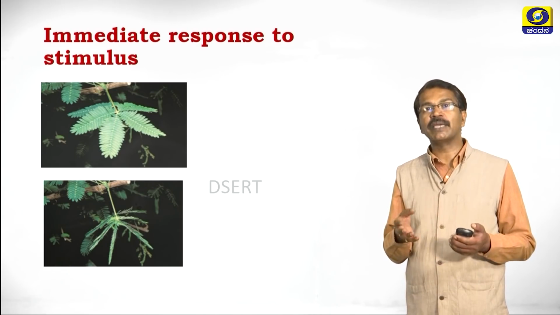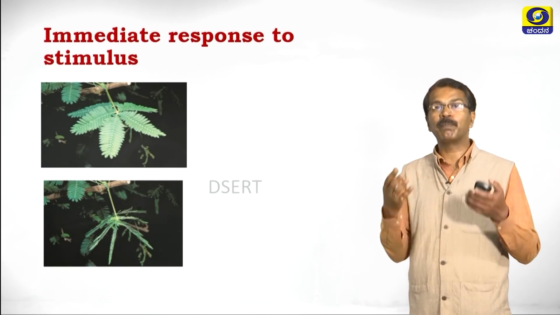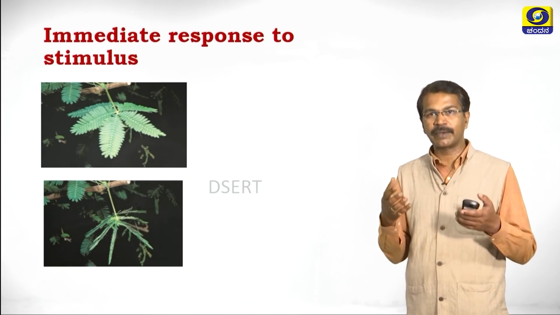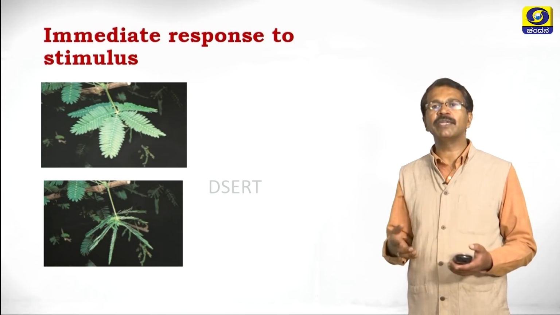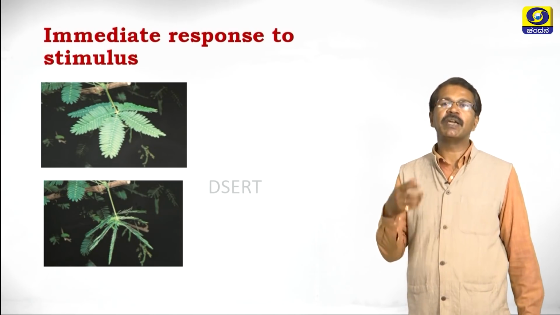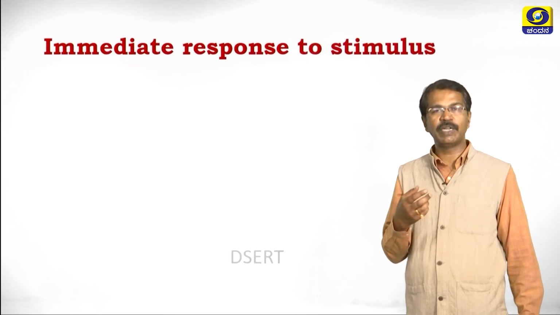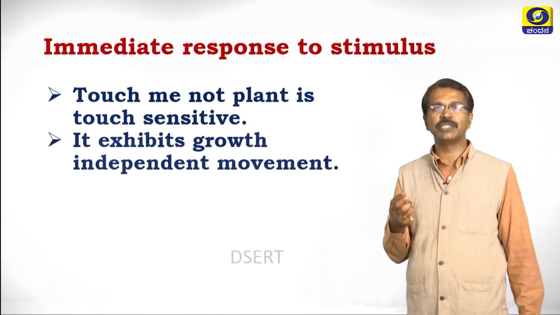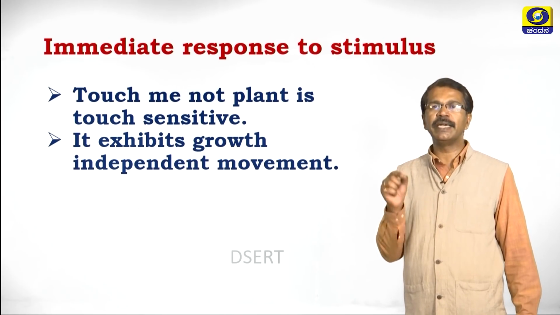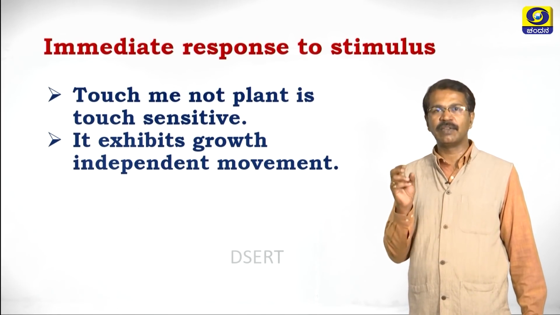Now, you will be surprised how this response and stimulus occurs in the touch-me-not plant, a plant with only tissue level organization. You don't find any nervous tissue. In spite of that, they are very effective in giving a response to the stimulus. Now let us go to the details of how it happens. As I said, the touch-me-not plant is very sensitive to touch. It exhibits growth independent movement. Only the leaflets are moving. There is no growth in the leaflets, just closing and opening of leaflets occurs.